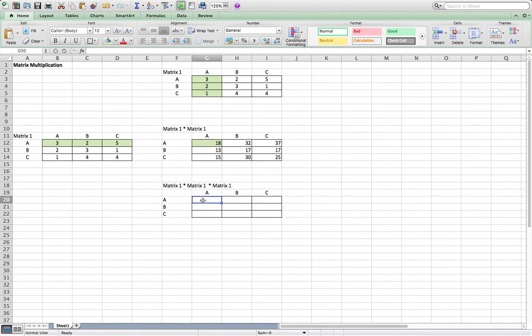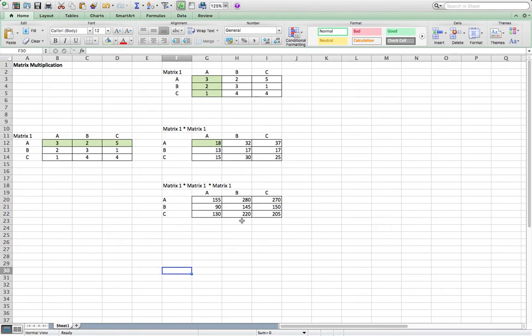For example, if I wanted to do the matrix cubed, which would be matrix 1 times matrix 1 times matrix 1 again, I could just multiply this product that I just got by the matrix again. So I've set it up to make it look nice. I want to highlight the whole matrix, and then go equals MMULT, parentheses, highlight this matrix, comma, this matrix, close parentheses, Control Shift Enter, and I now get the cubed matrix.